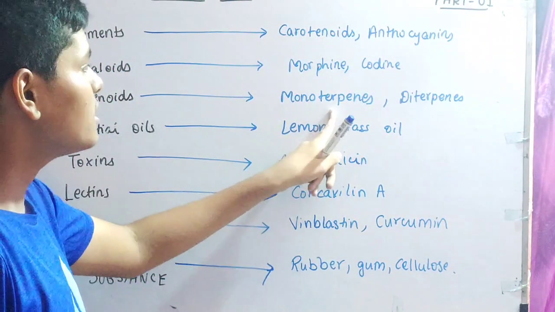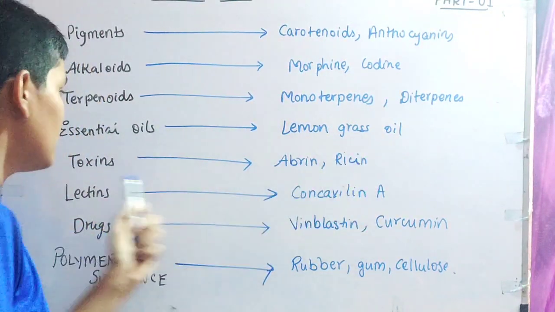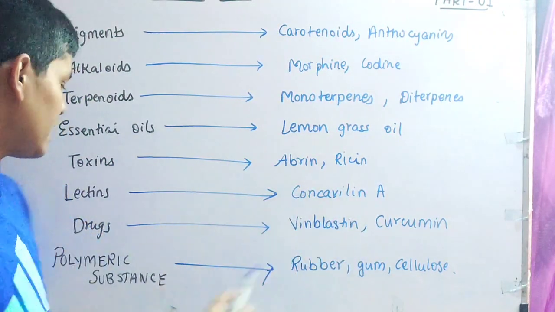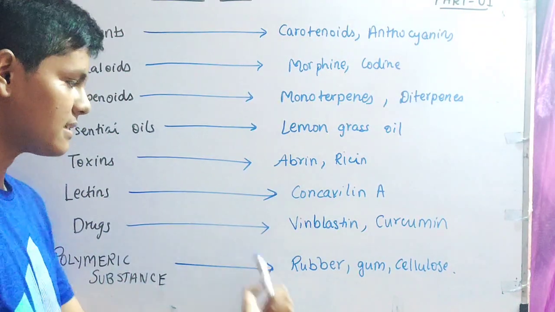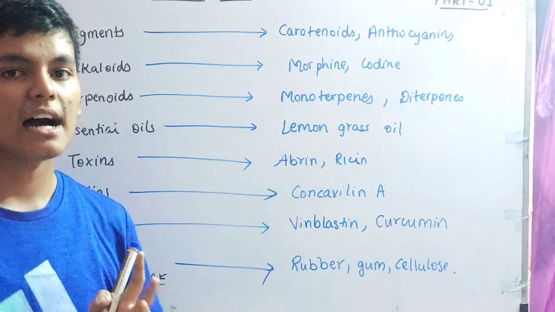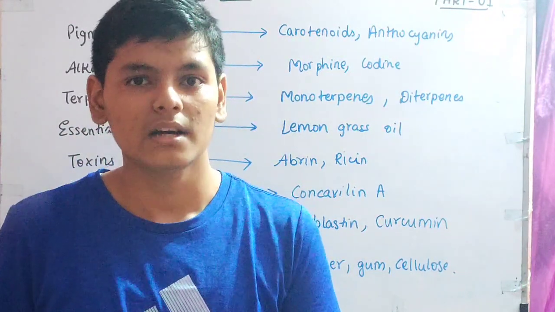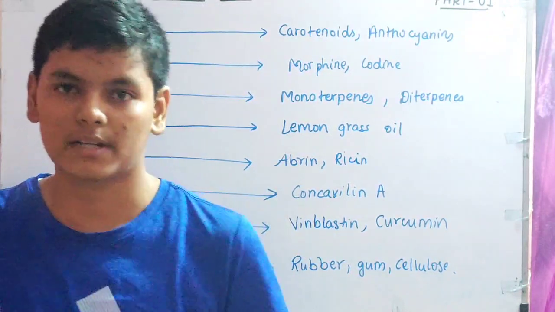Terpenoids are monoterpenes and diterpenes. Essential oils, which is lemongrass oil. Toxins such as abrin and ricin. Lectins such as concanavalin A. Drugs such as vinblastine and curcumin, and polymeric substances such as rubber, gum, cellulose. These are the things whose functions are yet to be discovered by people. So that is why they come under secondary metabolites.